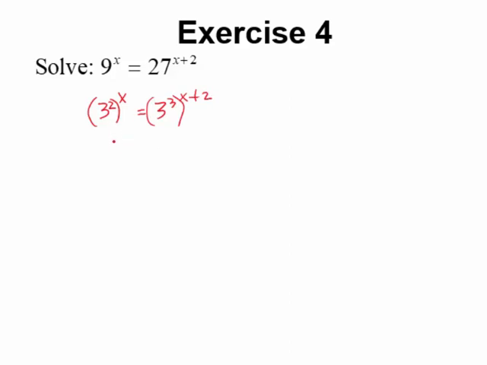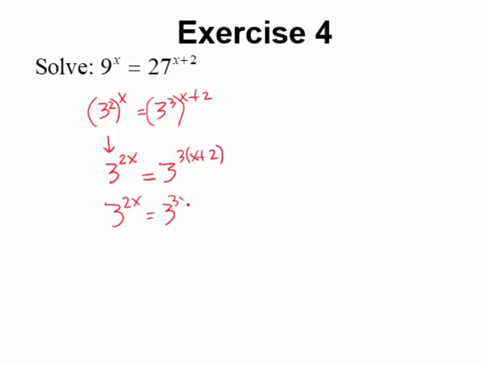Remember the rule that if you have a power raised to another exponent, you multiply them. So what you have here becomes 3 to the 2x. And then here you have 3 to the what? Well, it's 3 multiplied by x plus 2. So far you have 3 to the 2x is equal to 3 raised to, let's distribute the 3 over this sum, x plus 2.